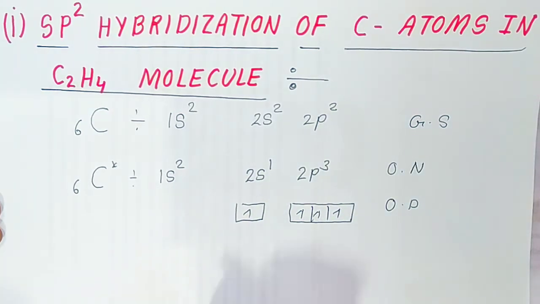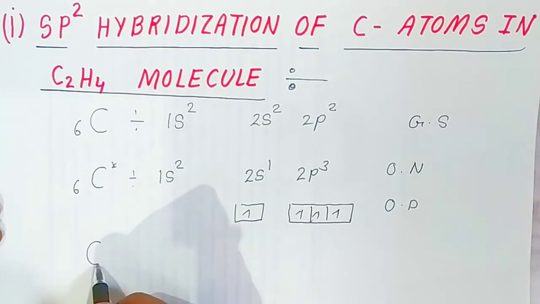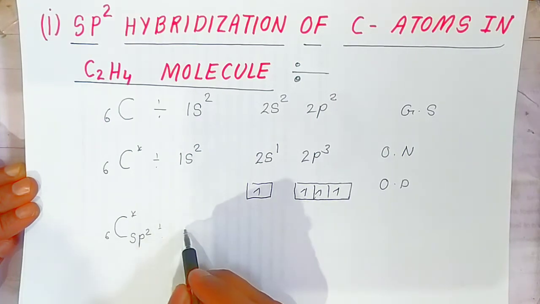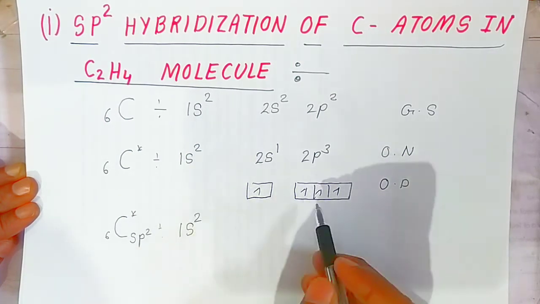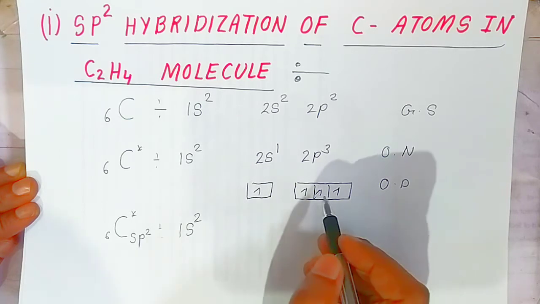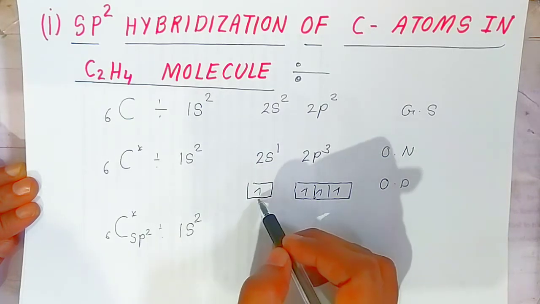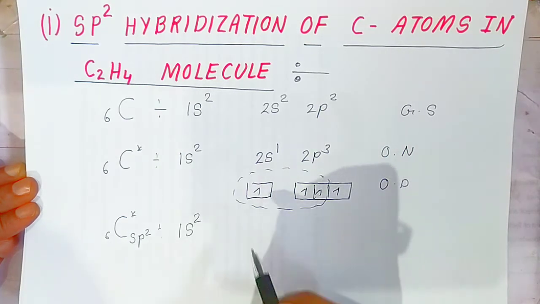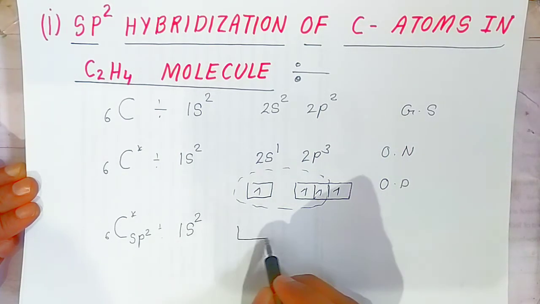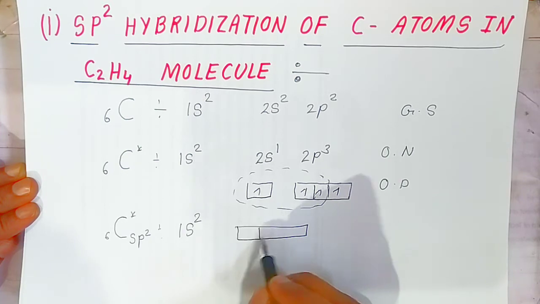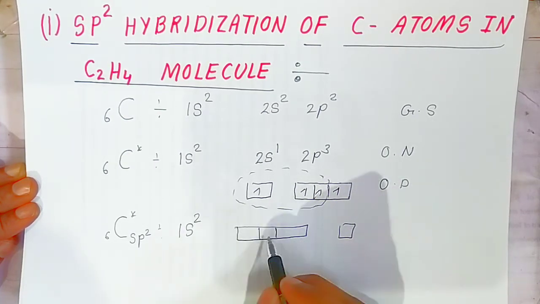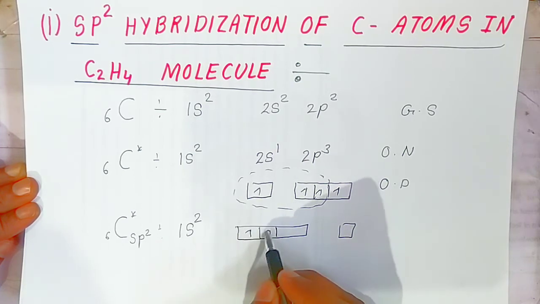Now what happens, students? Because we are showing sp2 hybridization of carbon, this carbon will undergo sp2 hybridization. The atomic orbitals of this carbon will go to sp2 hybridization. That means one s orbital and 2 p orbitals of this carbon atom will undergo sp2 hybridization, and they will form orbitals having equal energy, each having 1 unpaired electron.